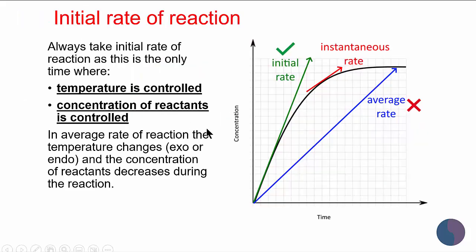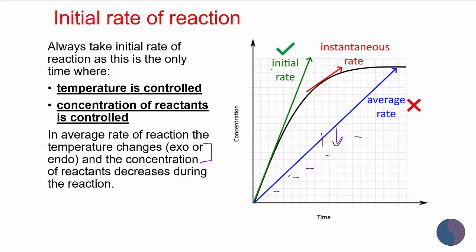Now, the most important thing for you guys is to make sure you don't do average rate anymore. The biggest problem with average rate is as soon as you do a reaction, while the reaction's occurring, the concentration of the reactants is decreasing, the concentration of the products is increasing, and the temperature's either increasing or decreasing because it's either exo or endothermic. So you're not controlling your variables if you do an average rate.